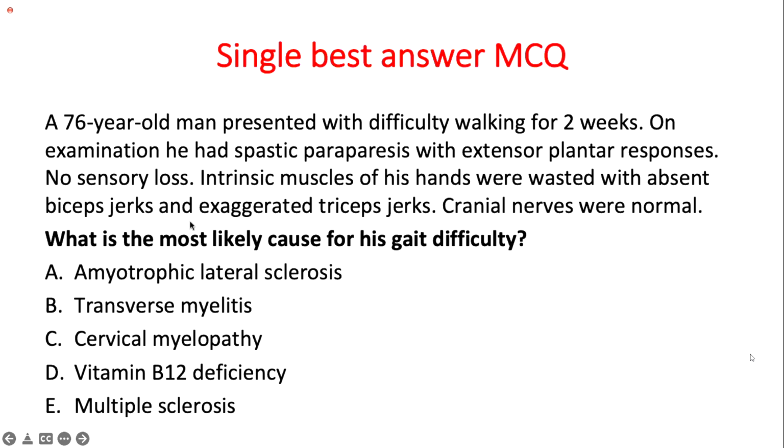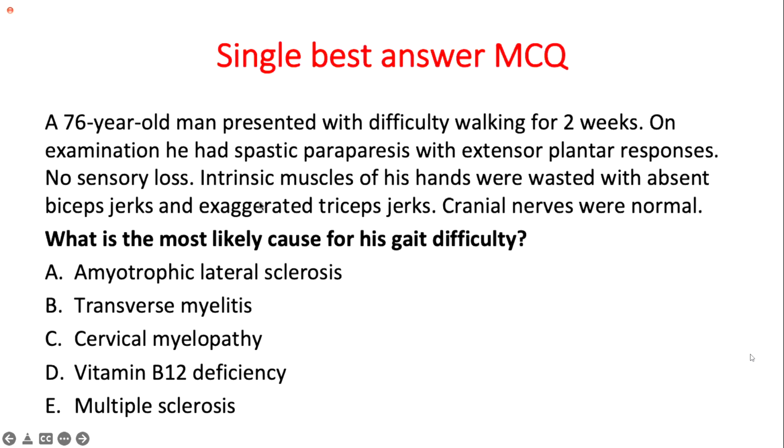So that is given then. Bicep jerks are absent. Tricep jerks are exaggerated. You know the triceps are C7. So if there's a lesion at C5, C6, that is going to work as an upper motor neuron lesion for the triceps, so you're going to get exaggerated triceps. Whereas biceps are going to be absent because it's at C5, C6 level.